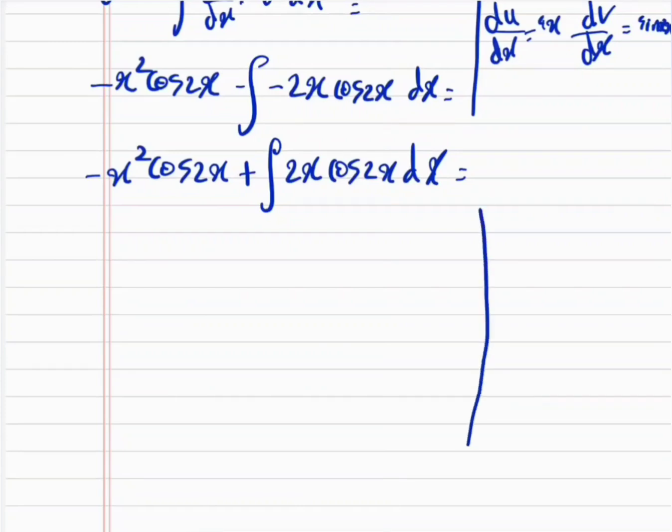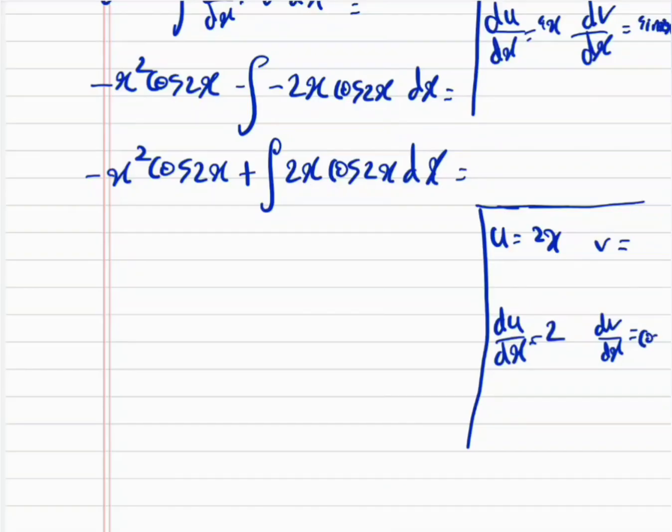Okay, so the same as the last few questions, we need to use integration by parts twice, because now we have 2x times cos 2x, and again we need one more round of integration by parts. So we need to make the choices again. So u is equal to 2x, and that differentiates to 2. dv by dx is cos 2x, and that integrates to a half sine 2x.